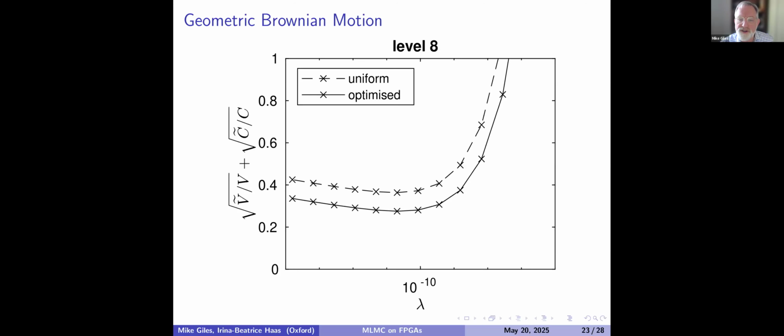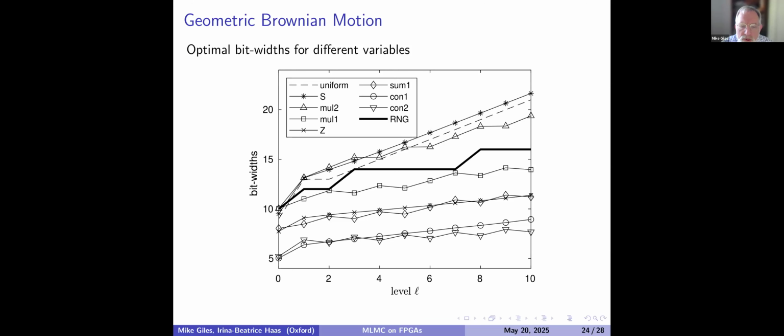And in fact, on this slide, we see, varying with level from 0 up to 10, how the number of bits for the different variables changes. So things to highlight here, I guess, the solid line with the stars at the top, that's the number of bits needed for the path calculation itself, to hold the value of the path, S. So that's the one that most requires the accuracy.